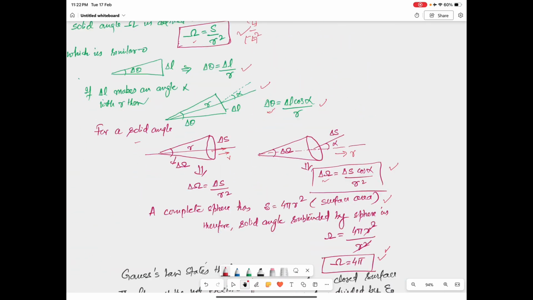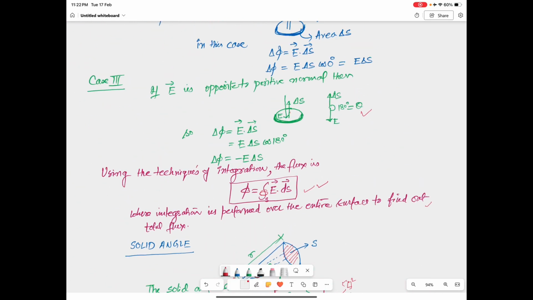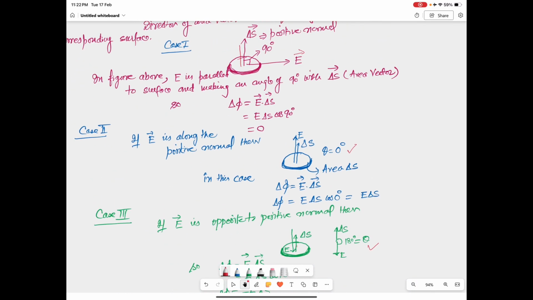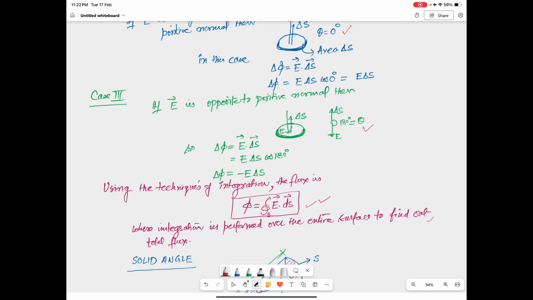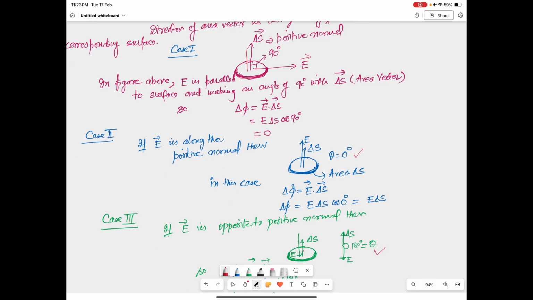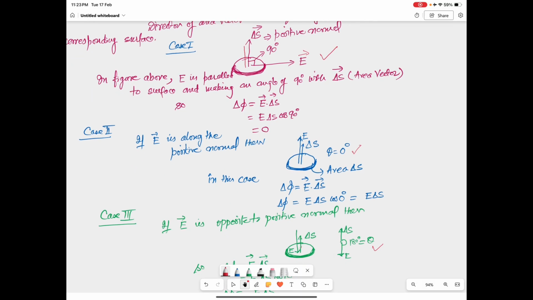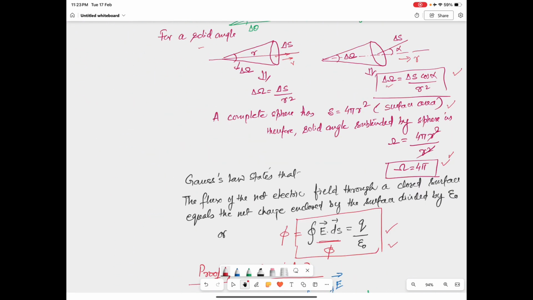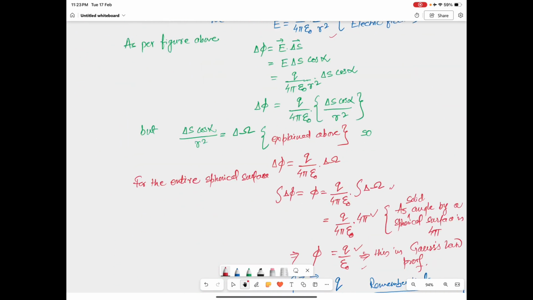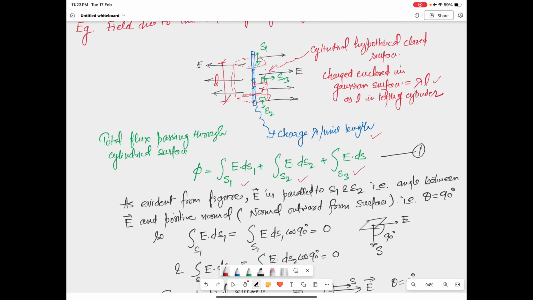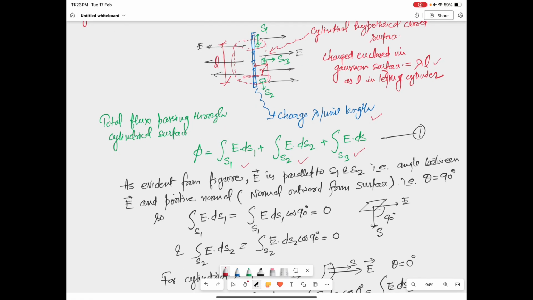You can just refer to this case here. There is a case in which it is 90 degrees. Yes, this case is 90 degrees. So here you can see that the flux is 0 because cos 90 is 0. So the two end surfaces of the cylinder will not constitute any flux. The only flux passing through will be through the curved surface.